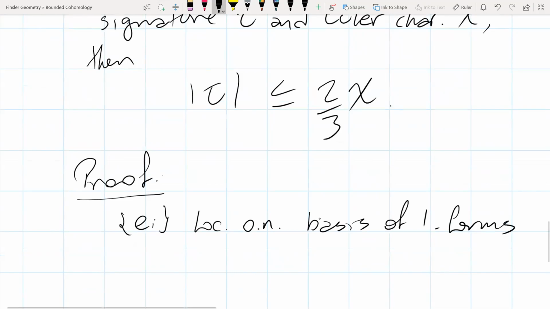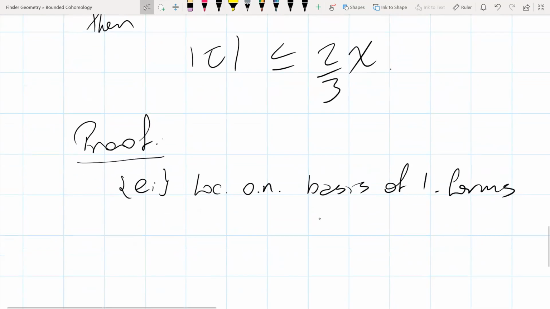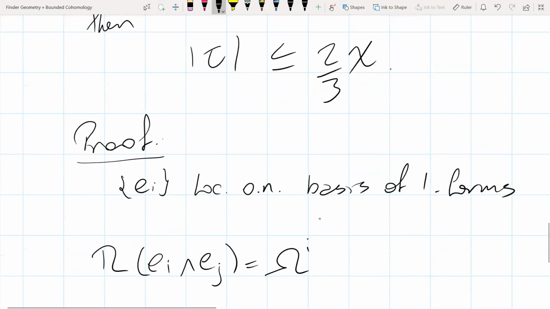Then the curvature tensor is going to be written as a symmetric linear transformation of two forms. So it's going to act on e_i wedge e_j, and that's giving the omega_ij, which I can rewrite in a basis as f of e_i wedge e_j.